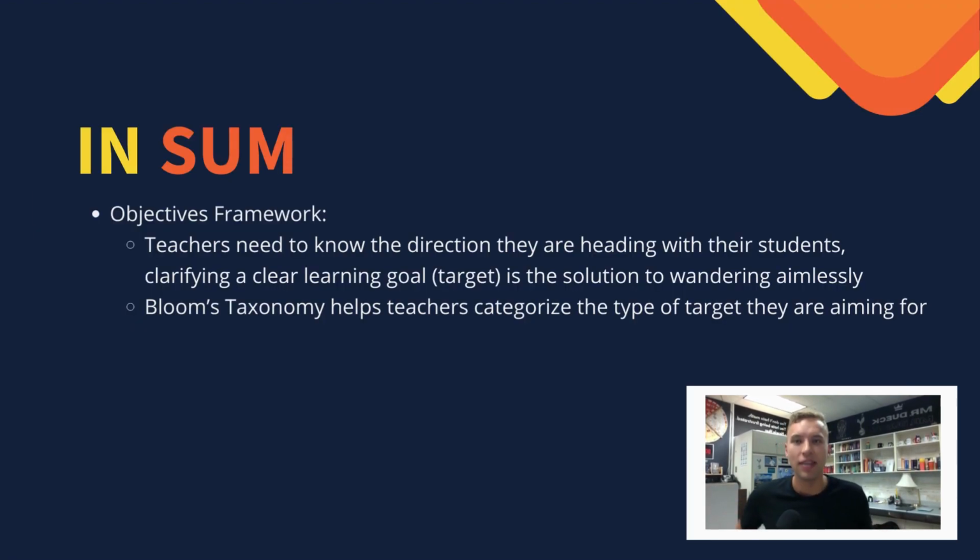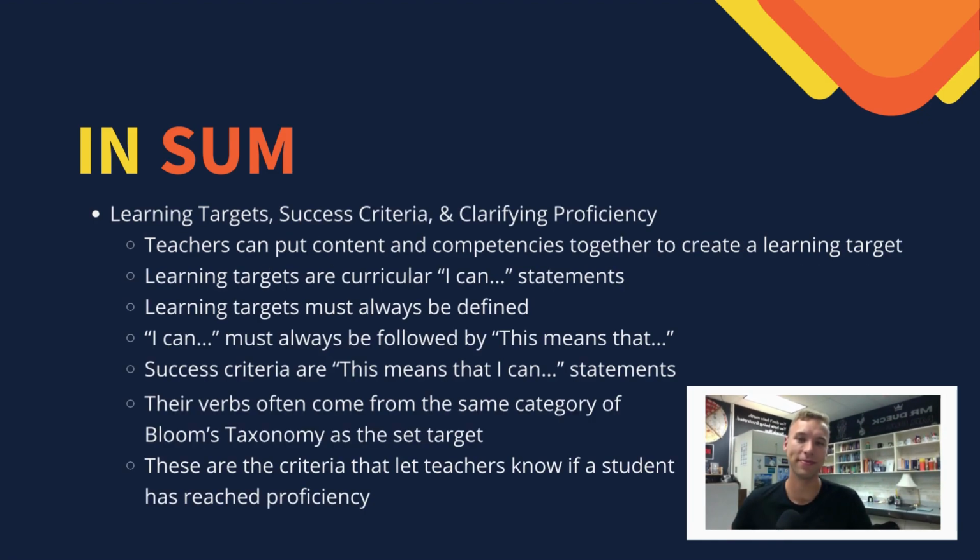objectives framework. Teachers need to know the direction they're going in and the direction they're heading with their students. Clarifying a clear learning goal is the solution to wandering aimlessly. Thank you, Katie White, for sharing us that wisdom. And Bloom's taxonomy helps teachers categorize the type of target that they're aiming for. And I should add, and also classify what students need to know before they aim for that target.